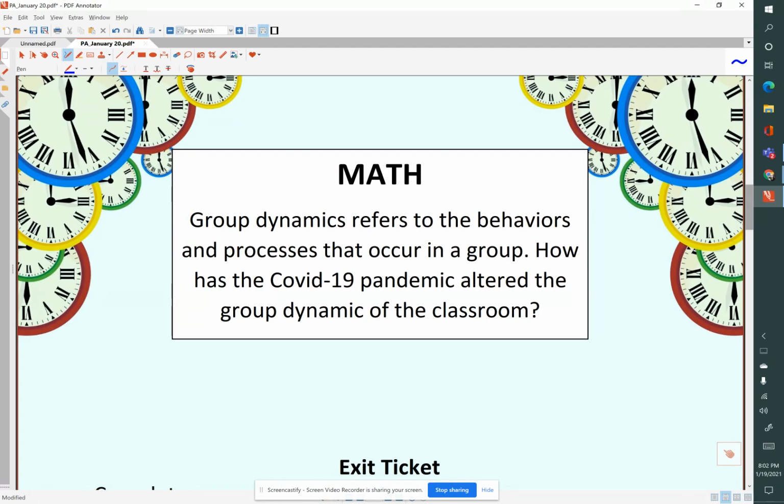Now, group dynamics, what is that? Well, it refers to the behaviors and processes that occur in a group. So how people are with each other. So how has the COVID-19 pandemic altered the group dynamic of the classroom? What things are the same? What things are different? Are some of the things better?